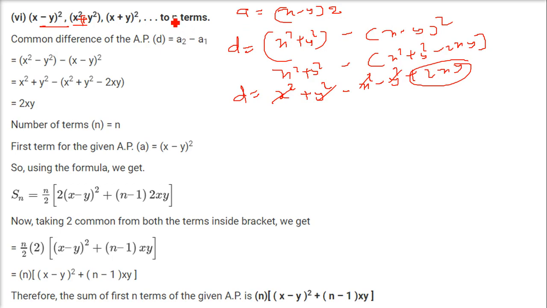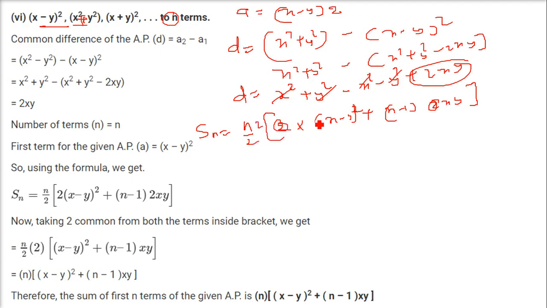Now when d is there, a is there, up to n terms we have to add, so just use the formula. Sn will be n by 2, 2 into a, which is the first term, x minus y whole square, plus n minus 1 into d. What is d? 2xy. So there is nothing much we can do here. If you take 2 common, this gets cancelled. So the ultimate answer will be this one, x minus y whole square plus n minus 1 into xy. This is the final answer.